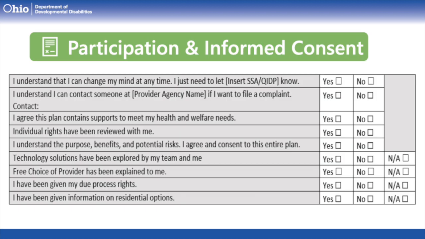Next, we will review the participation and informed consent page. On this page, the person or guardian indicates their understanding regarding items like filing complaints, individual rights, and consent to the plan. This section also shows team member participation and agreement and allows for signatures and dissenting opinions. If there are any restrictive measures included in the Ohio ISP, the details and approval will live here as well.